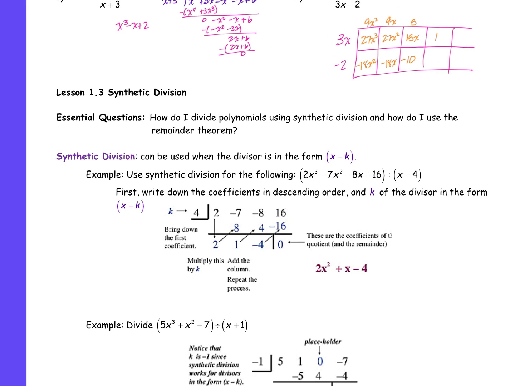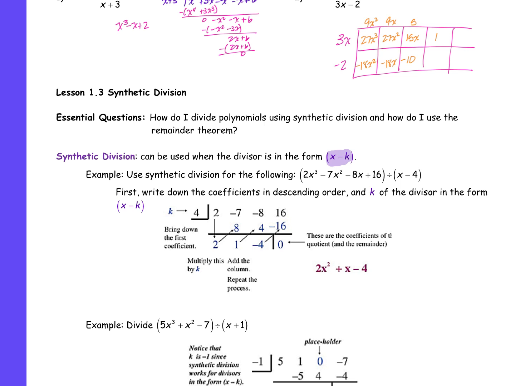Synthetic division can be used when the divisor is in the form of x minus k. Notice there's nothing with the x. It's got to be an x by itself, x minus k. Everyone okay with that? It could be x plus k, it doesn't matter, okay? X minus k. We use synthetic division for the following. 2x cubed minus 7x squared minus 8x plus 16 is divided by x minus 4.